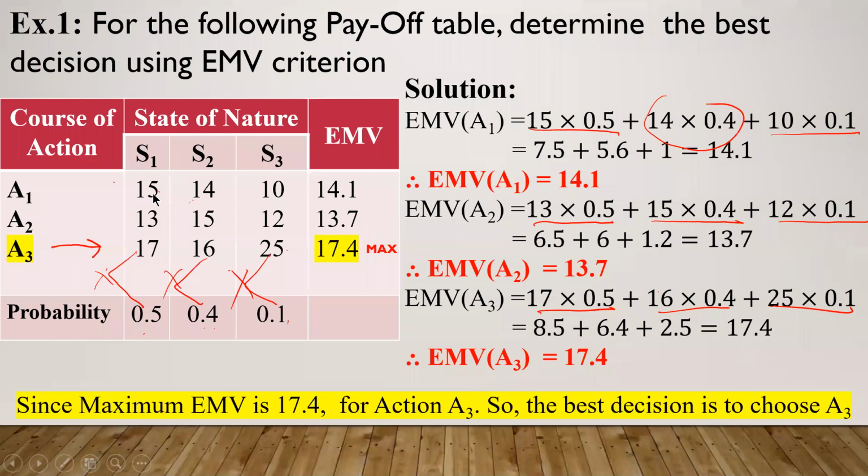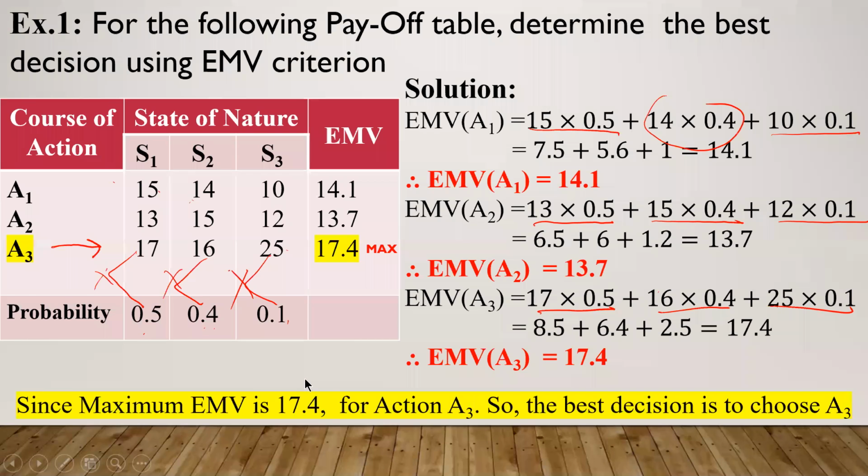For example, if you want to find out EMV for A3, these are the payoffs. So 17 into its probability, 17 into 0.5, plus 16 into 0.4, plus 25 into 0.1. First you do this multiplication, write down the figure, plus make this multiplication, write down the figure here, plus multiply 25 with 0.1, write down the figure here, then add. Now out of these EMVs, select the one which is maximum. The maximum figure is 17.4 and it is for A3. So A3 is the best decision.